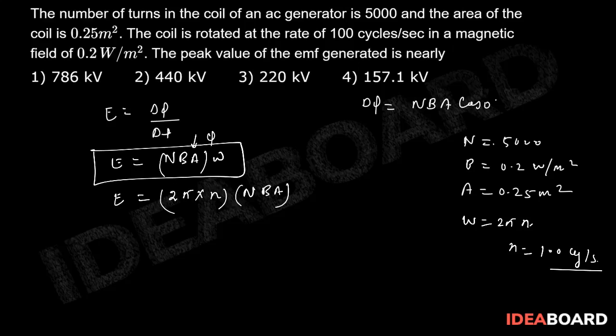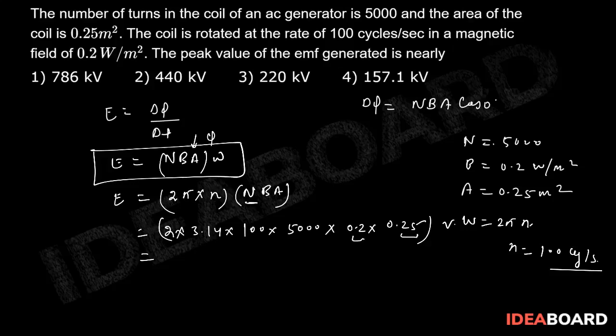So if you put the values, then you get 2 pi n into N into B into A. The value of 2 into 3.14 into n is 100. Capital N is obviously 5000, B is 0.2, and the area of cross section is 0.25. So this much volts EMF will be generated maximum. So this will be 0.2 into 0.25 into 5000, and 6.28 into 100.